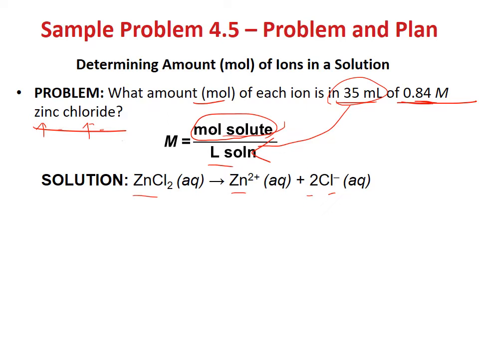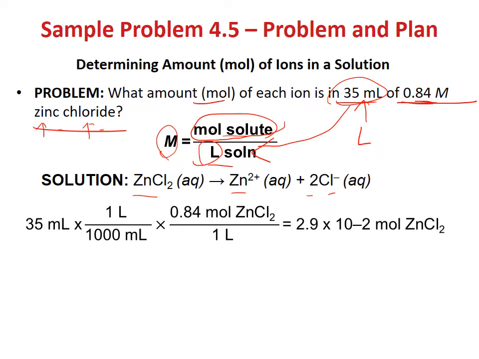Okay, so we note that the given volume is in milliliter, while the definition of molarity is in liter. So you need to convert milliliter to liter first. So 35 milliliter divided by 1,000 milliliter. So 1 liter equals 1,000 milliliter. So cancel milliliter, give you liter.